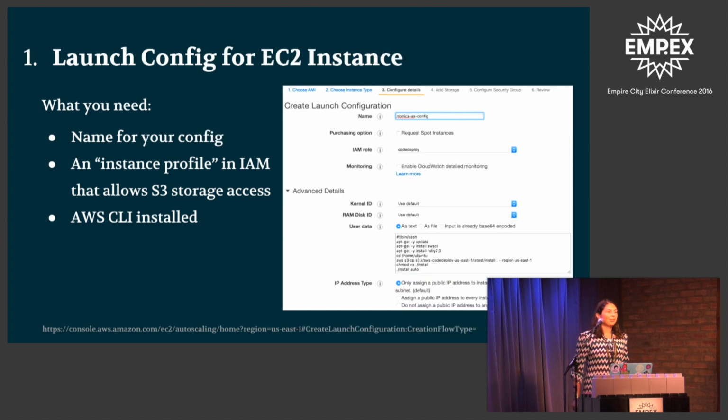Now, to create a launch config for your EC2, it's basically the same thing as launching an EC2 instance, because it's just telling Amazon what those EC2 instances need in the group. So you need the same things. You need a name for your configuration. You need an instance profile that allows S3 access, same as before. And you need the AWS CLI installed, with the same caveat about Amazon Linux.